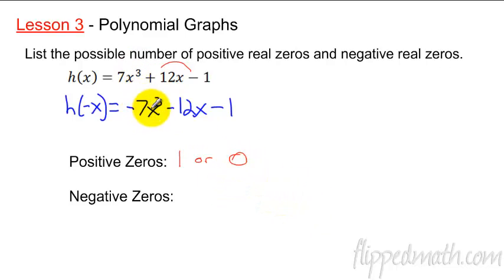How about this one? How many times will it have a negative zero? It's going to change signs negative to negative, negative to negative. It never changes signs. So there are no negative zeros for sure. So that's how we do that one. You just count the number of times the sign changes.